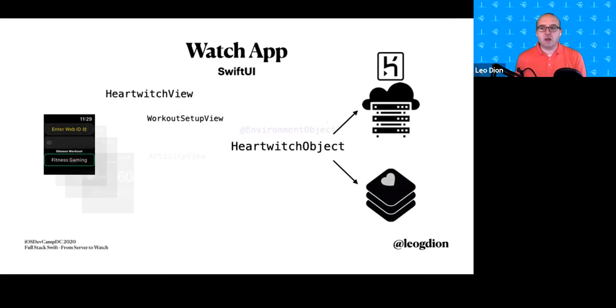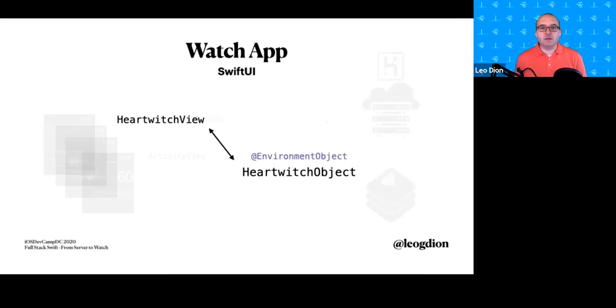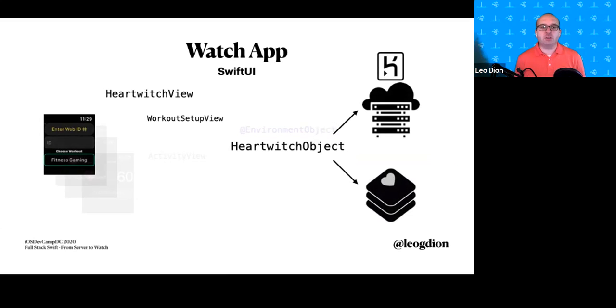The Heartwitch view has access to, and is bound to, a Heartwitch object, which is an environment object. In other words, it's shared throughout our application and passed down to the children of the Heartwitch view. So like I said, we have the first screen, which is the workout setup view. While the Heartwitch object is hooked up to the server as well as to HealthKit, workout setup view is where you're going to enter in your code and select what kind of workout type you want it saved as.